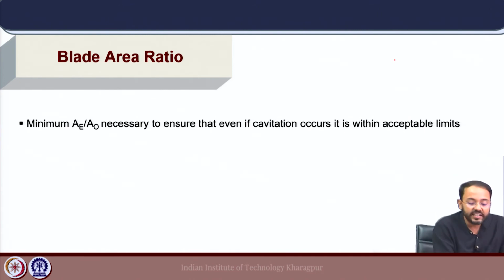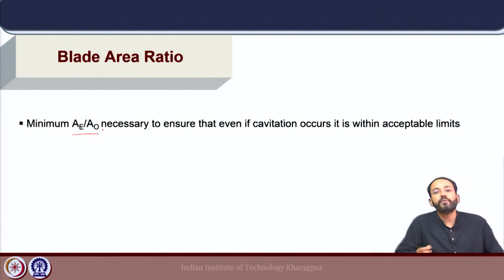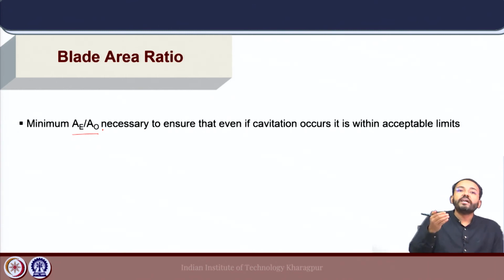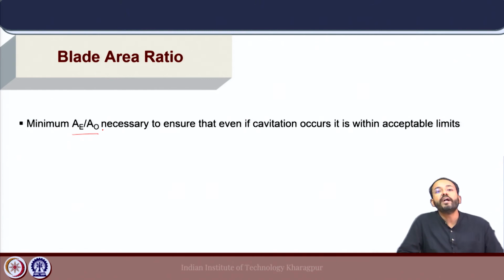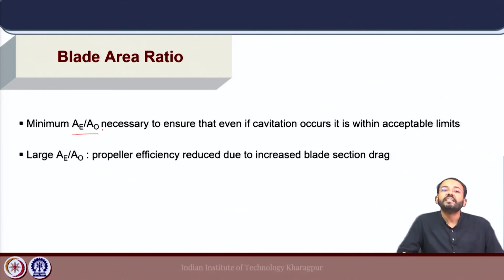It is defined here by AE by A0, which is the expanded blade area divided by the area of the propeller disc, pi d square by 4. Now, a minimum value of this blade area ratio is required to ensure that even if cavitation occurs, it is within acceptable limits. And we have seen these Burrill's charts for different types of propellers, where these limiting values have been used for calculation of cavitation requirement.